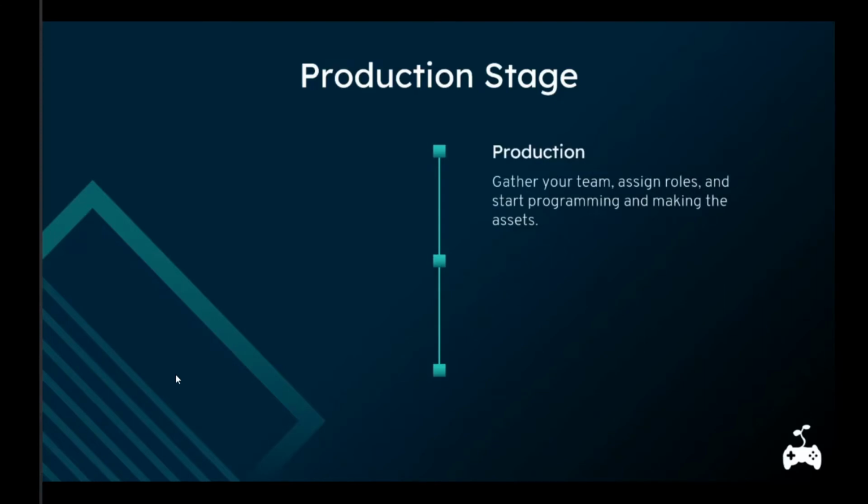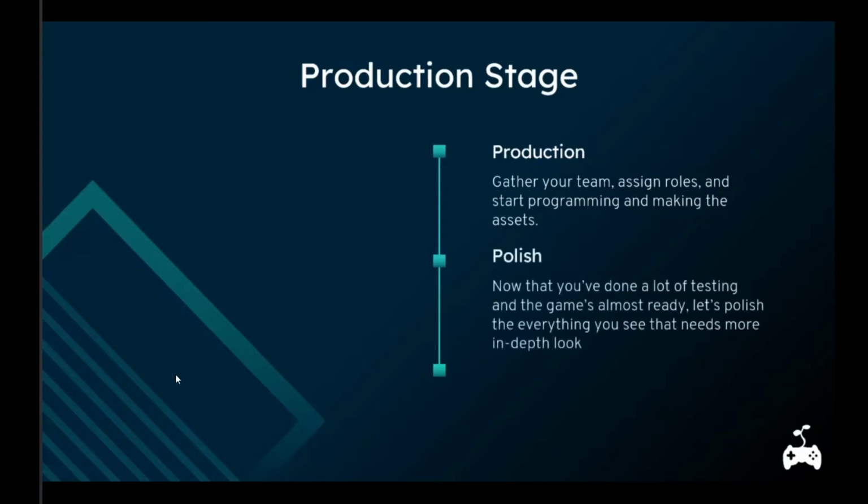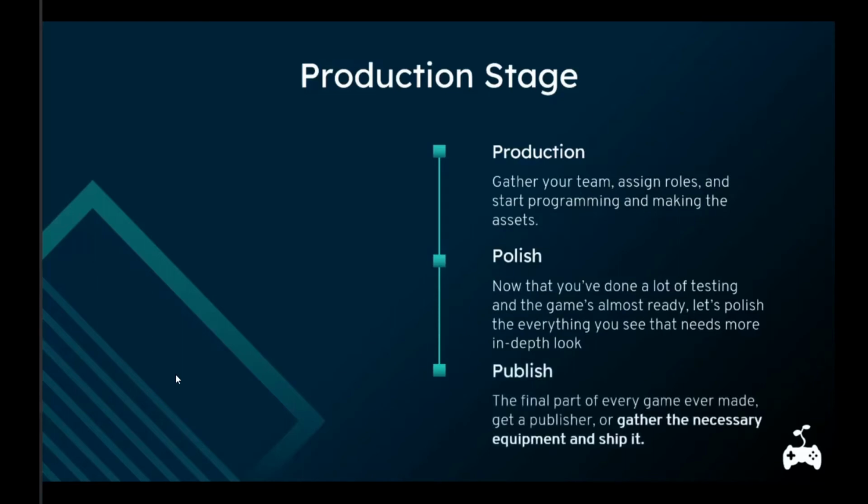And the business guys will start making the marketing plan, social media posts, and to see how to get publishers or investors. And the next phase is polishing. Along with testing the game, the designers and mostly everybody else in the team will start to polish everything and start balancing the game. And last but not least, the polish phase, the very final part, where the business guys will gather the necessary equipment to ship your game.